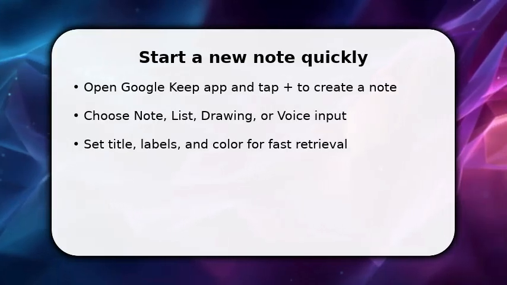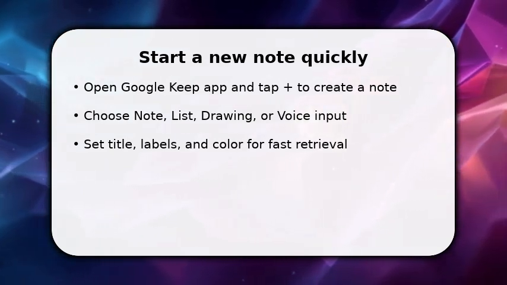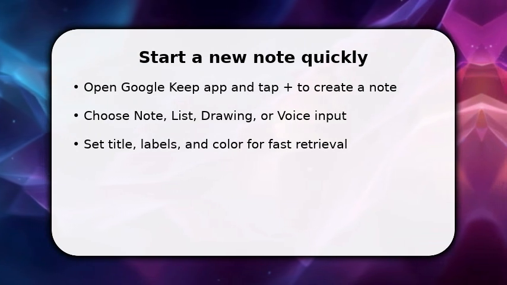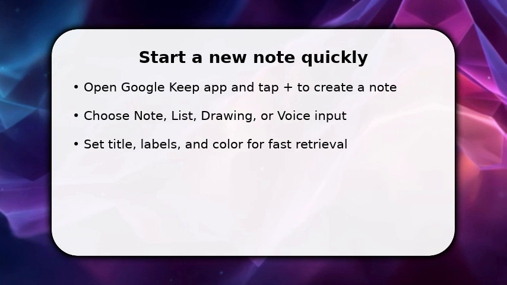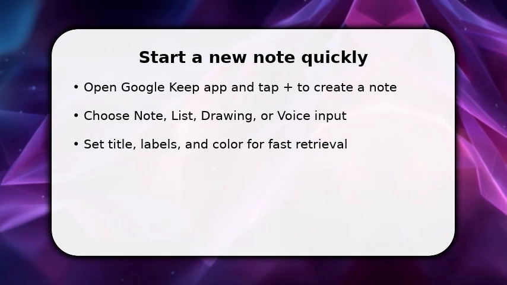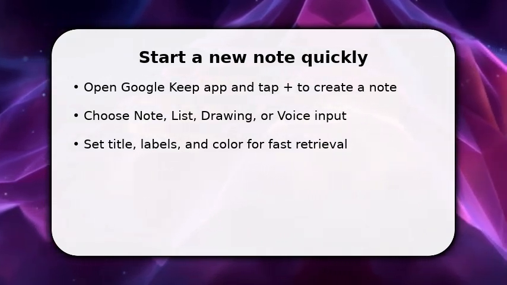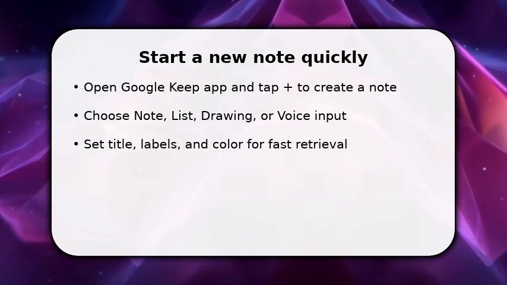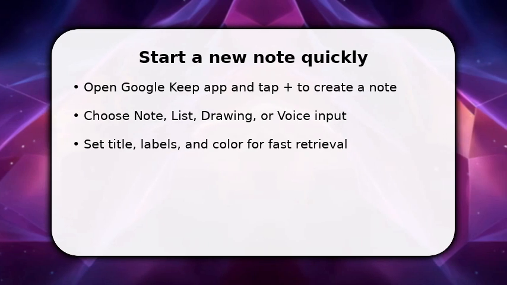You'll begin by creating the note itself. Open Google Keep and tap the plus button to start a new note. Pick note, list, drawing, or voice depending on what you need. Once you have text in place, add a clear title so you can find it later and apply a label and color to group related items. Make sure to enable microphone permission if you use voice input. This gets you past the first step and into organizing from the outset.